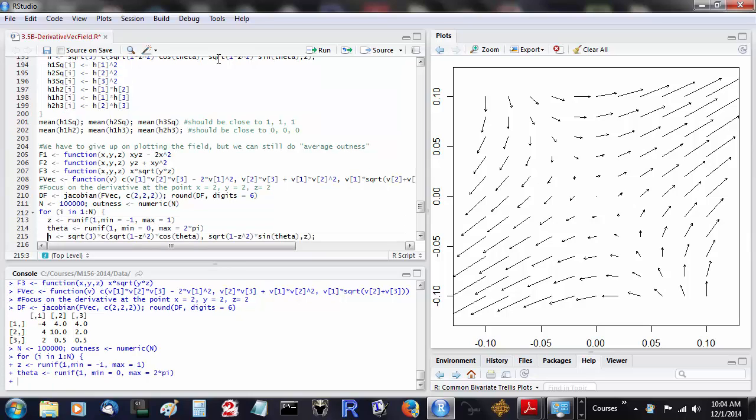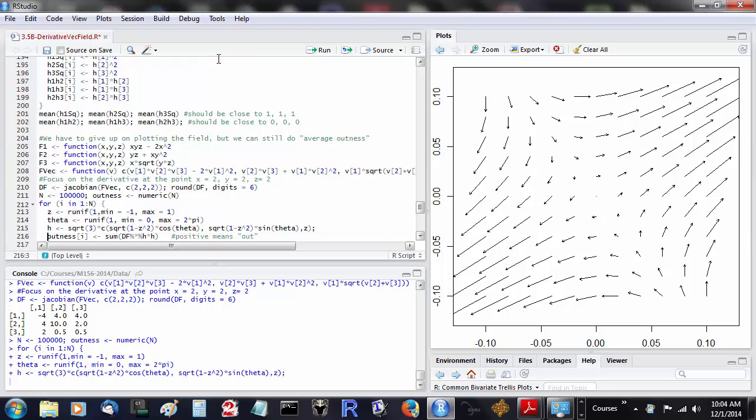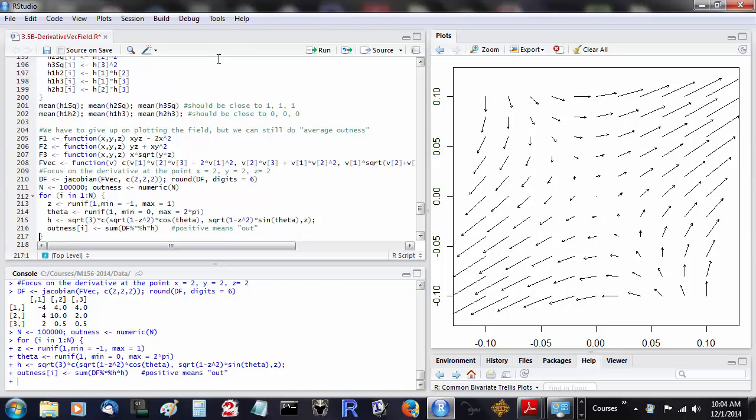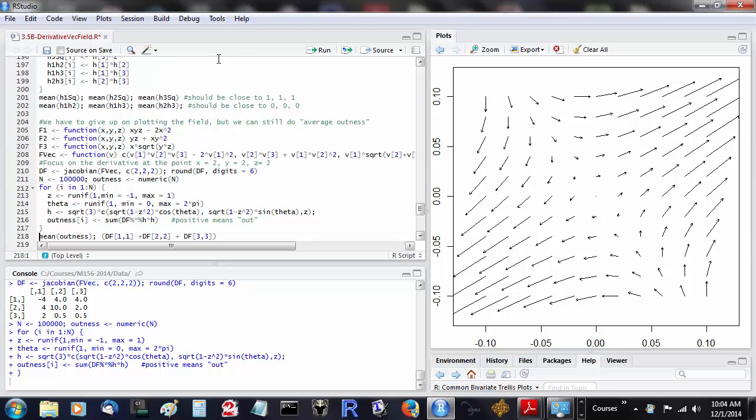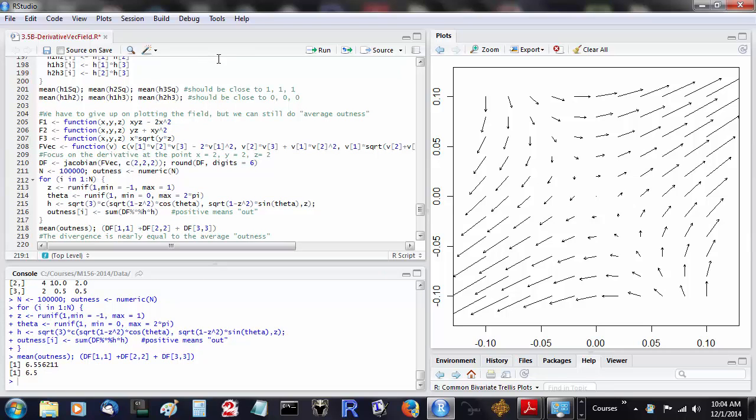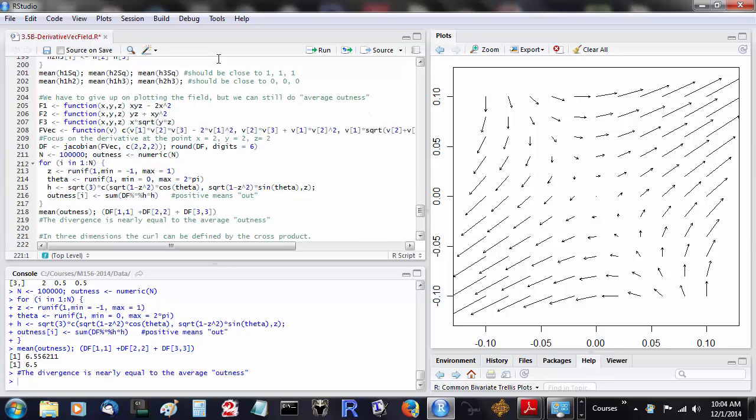Let's do our standard outness calculation the same way we did our test, except this time the quantity whose average we will compute is df acting on h times h, the dot product. And when we do that, the mean outness and the trace, the divergence, are both very close to 6.5.